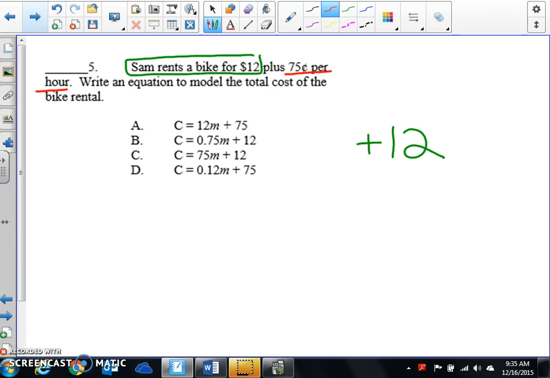So that's my variable. That's my x, my m, and I guess in this case they used M. And then 75 cents is 0.75, right? If you said I have $1.75, you would write it like that. You wouldn't say 175. That's $175. So this is C equals 0.75M plus 12. What's that one? B.